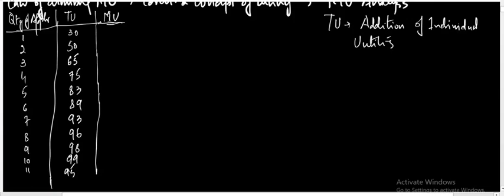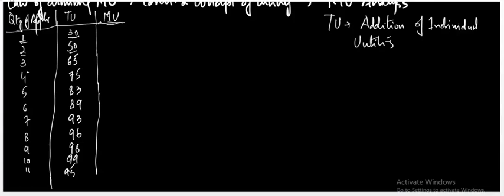Now if I'm consuming 1 unit, I'm deriving 30 units of satisfaction. When I'm consuming 2, I'm deriving 50 units of satisfaction, which means that by the consumption of 2 units together, I'm deriving 50 units of the satisfaction. Similar logic here, by consuming 3 units of the commodity, I'm deriving 65 units of the satisfaction.